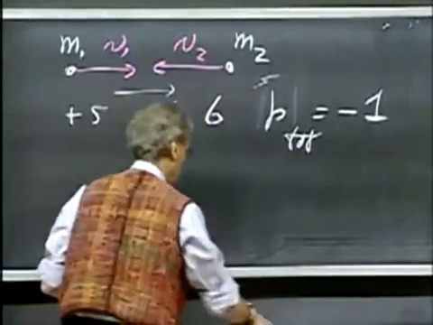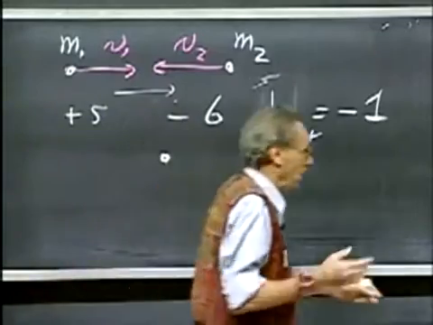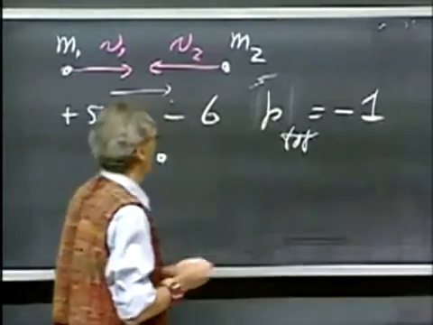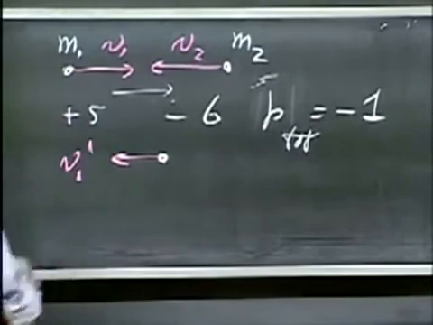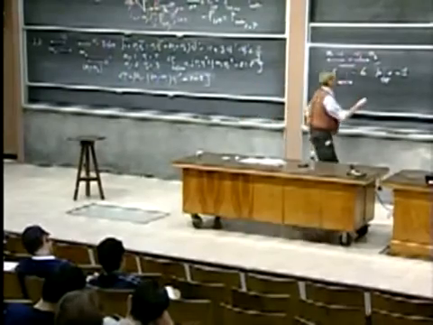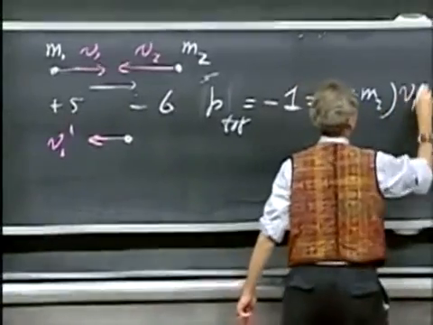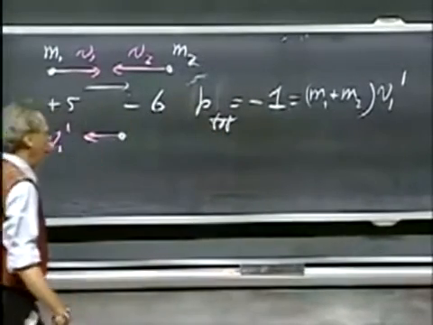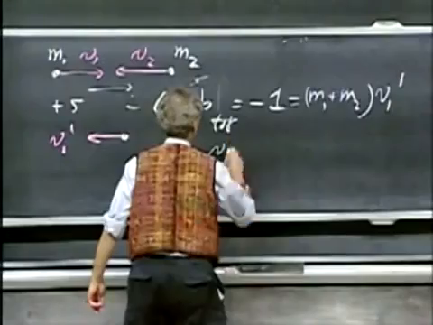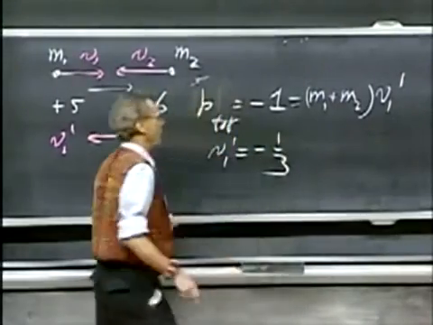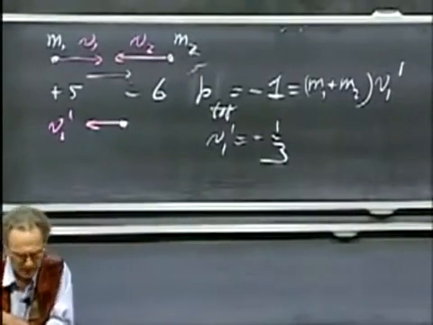So what now is v prime? They stick together. Here they are. And afterwards, I'm not even sure whether they go this way or this way. Yes, I am sure, because the momentum is in this direction. So I predict that v1 prime will be in this direction. And so this now equals (m1 plus m2) times the new v1 prime. Well, m1 plus m2 is 1 plus 2, which is 3 kilograms. And so you see that v1 prime equals minus 1/3 meters per second. So the whole system now goes off with 1/3 meters per second in this direction.